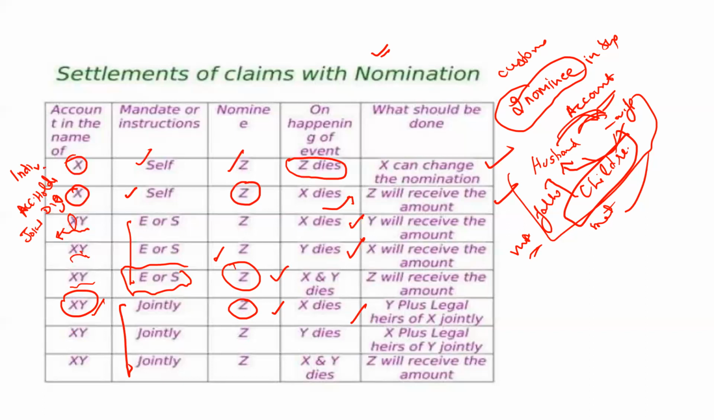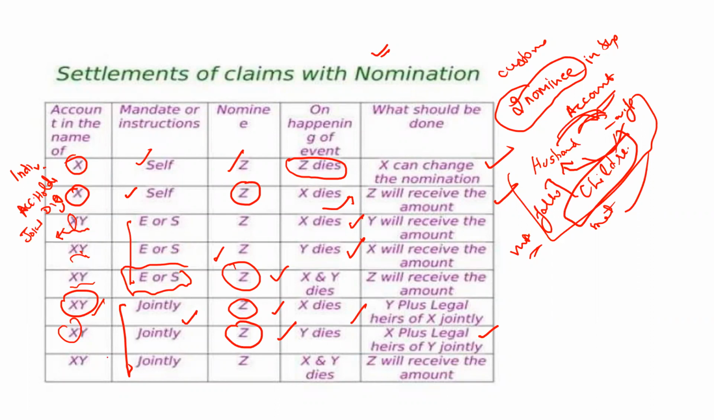Similarly, in the case of X Y, the account is jointly operated, Z is the nominee, and Y dies. So who will get the amount? X plus the legal heirs of Y jointly. In the case of the survivor of one person, even at that time there is no role of the nominee, in the case of a jointly operated account. The nominee comes into role only when both the account holders die.